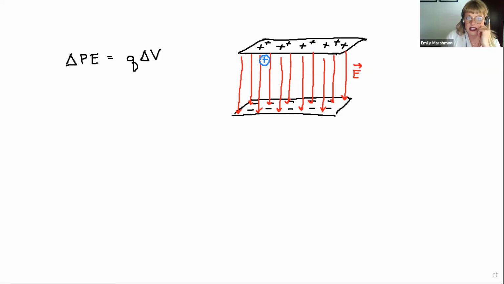So what I would say is that this thing has stored energy when it's up here. And that energy, if I released it, could be converted into kinetic energy to make it fly down to reach the bottom plate because it's attracted to it. But when I hold it up here, it's like holding it against its will. I'm holding it hostage. It doesn't want to be up here. So it has stored energy, potential energy. It has electric potential energy.